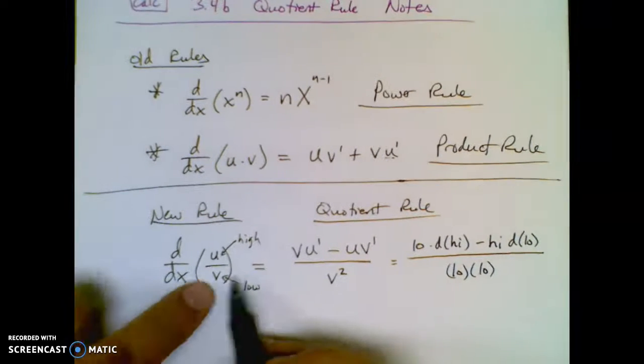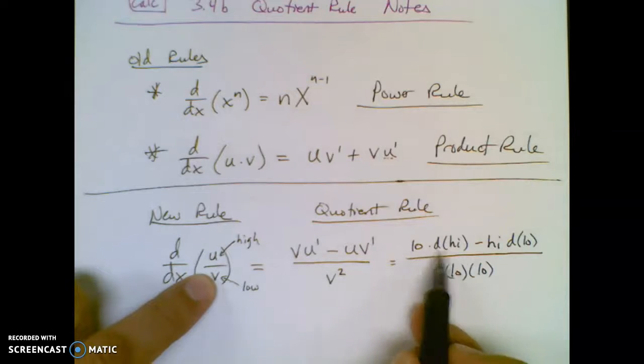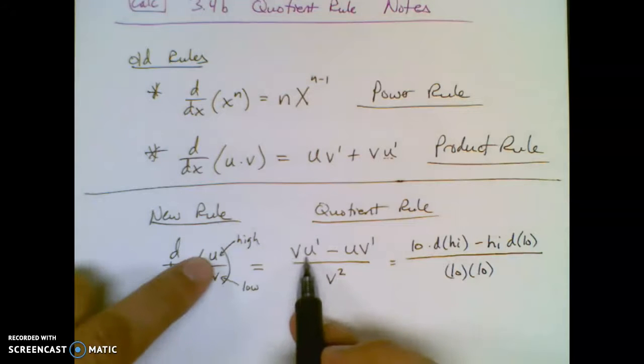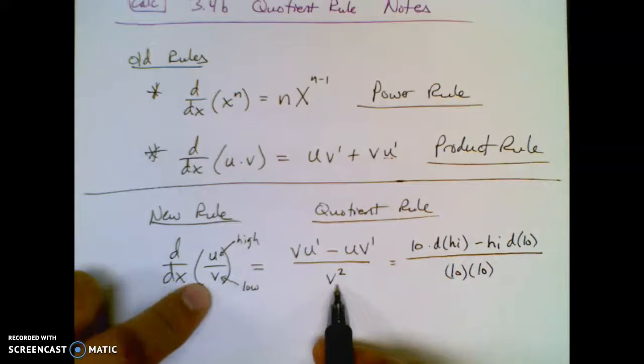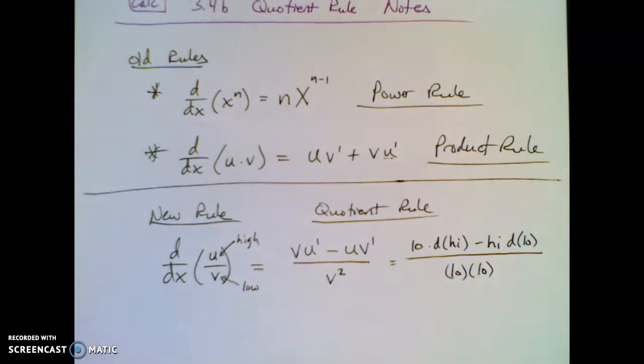Okay, so that means the low part, and the D is for derivative, low part times derivative of the high minus high derivative of the low all over low low, which is the denominator squared. Okay, so that is the formula, and the rest of it is about just differentiating it. So let's do an example or two.